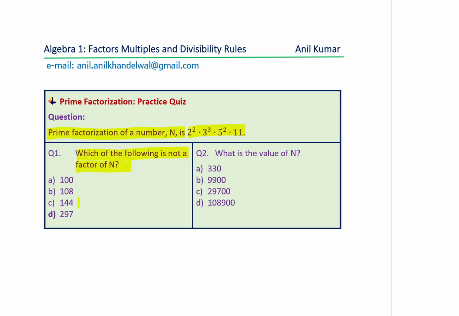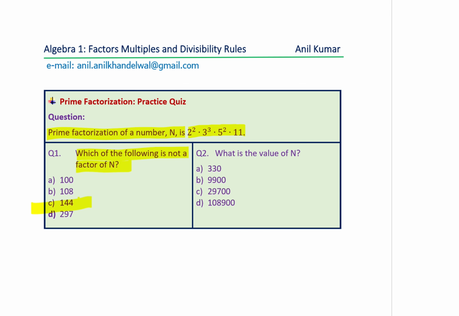So you need to rationalize your thinking and then figure this out. 297, 2 plus 9 plus 7 is 18, so it is divisible by 9, and we have 9 in there. So it will go with 11. So yes, that will go. So that is perfectly fine. So I think the answer, 144, is not a factor of n. So that is very critical, but it's an interesting question.